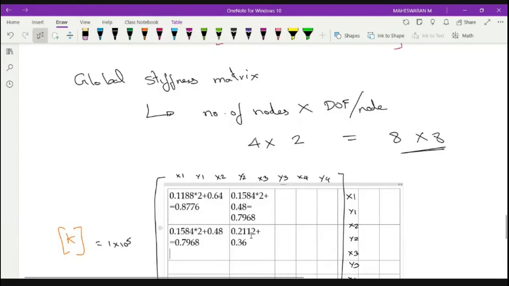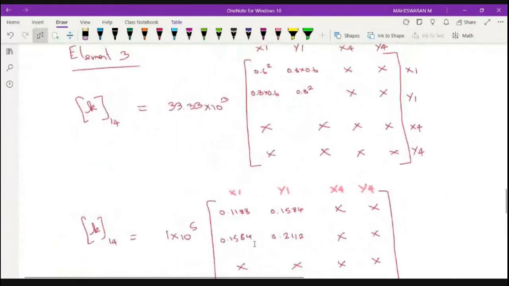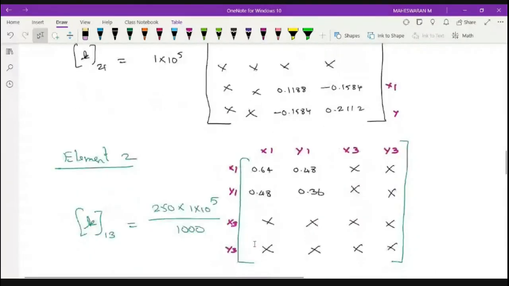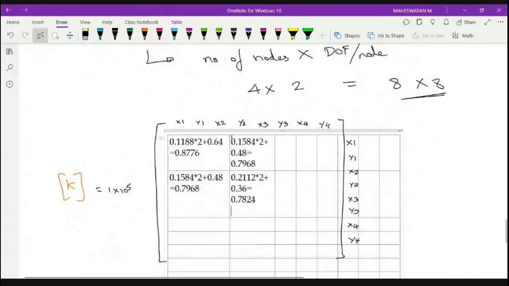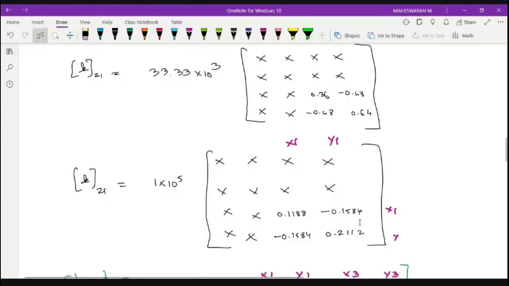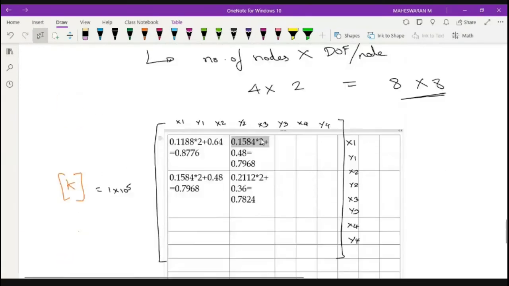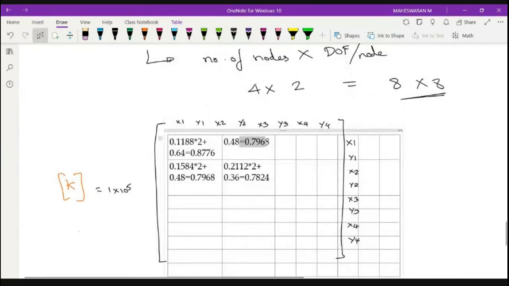So for the first element, this is my minus 0.1584, right, sir? Sorry, for the first element, thank you. So this gets cancelled. You look here, the first one is minus 0.1584. Third element is plus 0.1584, that gets cancelled. So you don't have this data. So you have only 0.48, right? So you have only 0.48. So this is also only 0.48.